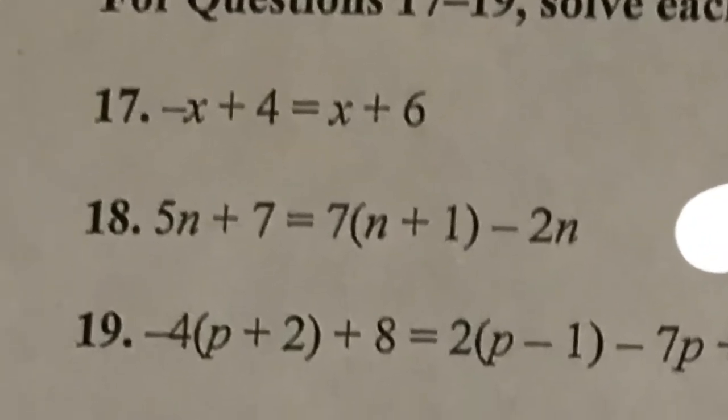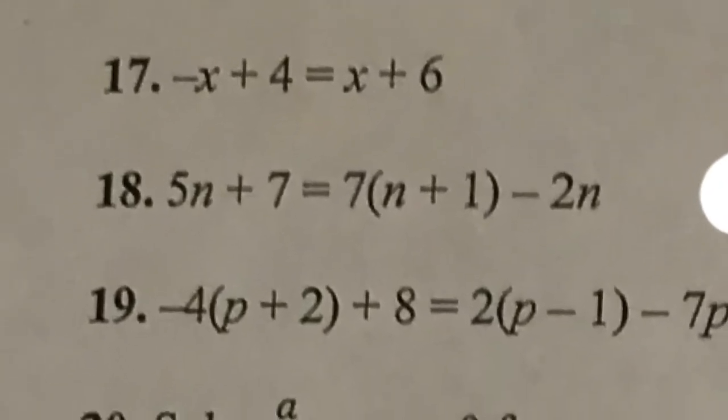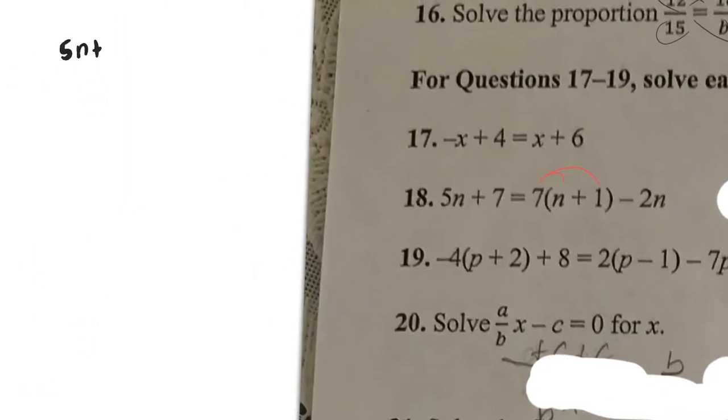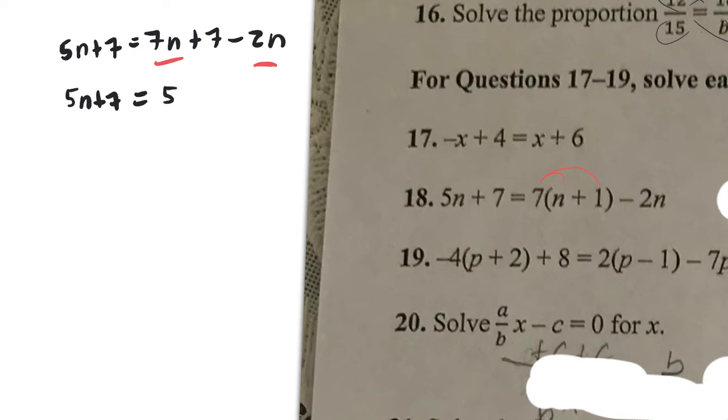All right, moving on, looking at problem number 18. First of all, you could always distribute that 7 right away, and as a result, you would end up getting 5n plus 7 equals 7n plus 7 minus 2n. We have like terms here, so you could always combine those. We have 5n plus 7 equals 5n plus 7. Now, notice how we have the same thing on both sides, so we would call that infinite solutions. All right, so that's the answer to that one.